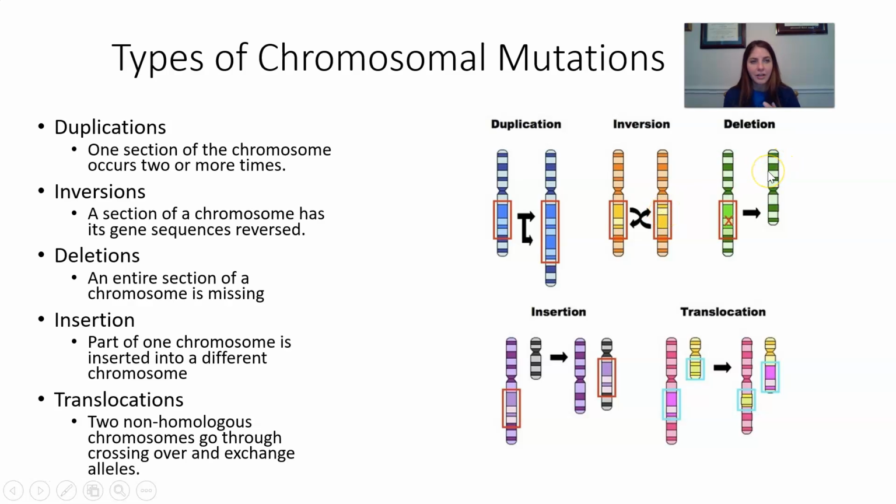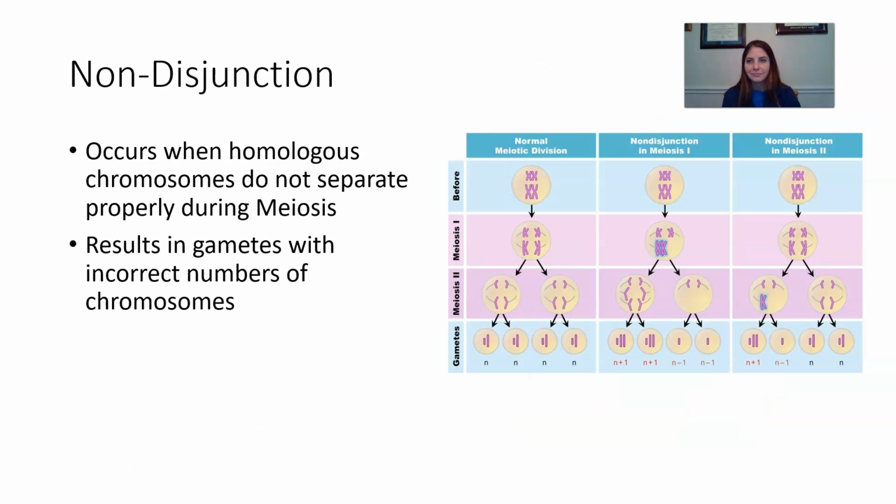We also have deletion, and that's when an entire section of that chromosome is removed or deleted. Insertion is exactly the opposite. It's when there is a part of a chromosome inserted into a different chromosome. So it is different than duplication, where this is just a copy of the same section. In insertion, we are actually inserting a different portion of a chromosome into that one. Translocation is when 2 non-homologous chromosomes exchange information through crossing over.